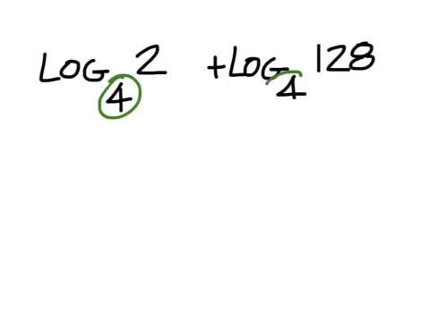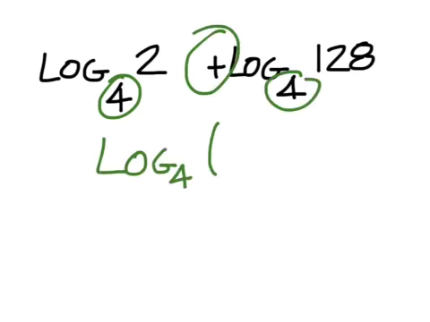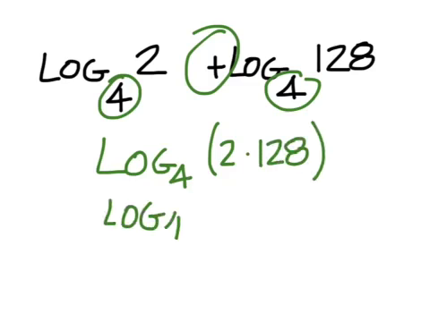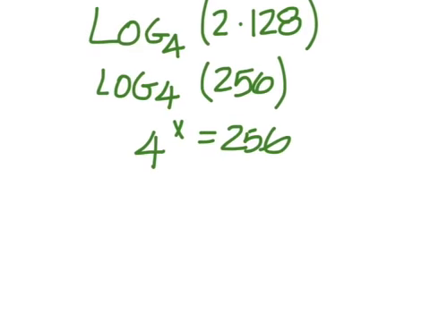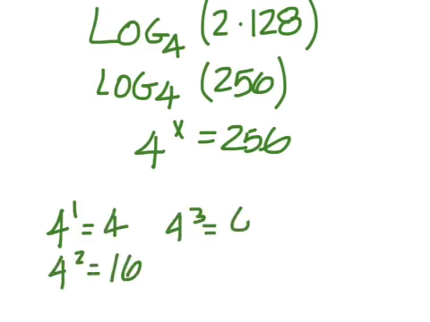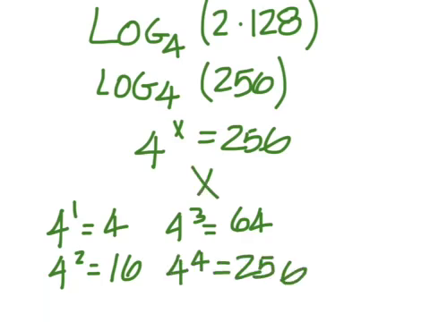So you have the same base in each log, and it's separated by addition, so you can make it log base 4 of 2 times 128. And when you multiply 2 and 128, you get 256. 4 to some power x is going to be 256. This is another one you should recognize. 4 to the first is 4. 4 to the second is 16. 4 to the third is 64. 4 to the fourth is 256. So x is going to be 4.